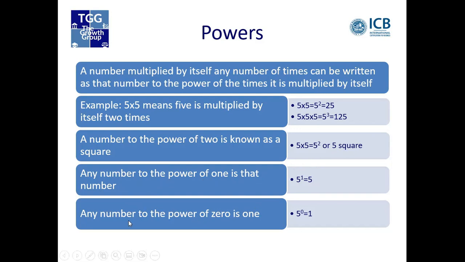But any number to the power of 0 will be 1. Okay, so 5 to the power of 0 is 1. 18 to the power of 0 is 1. Whatever the number is, if it is to the power of 0, it is 1. And that is because we're working in the decimal system. Therefore, anything to the power of 0 in the decimal system will be 1.